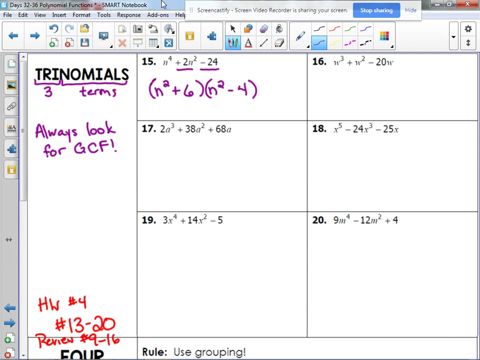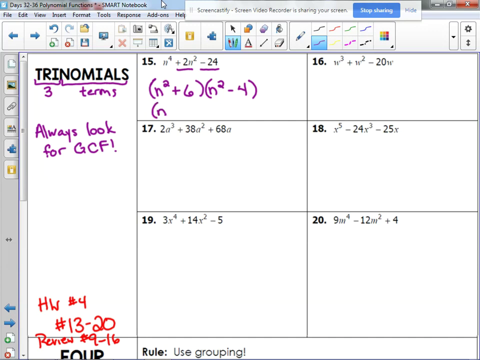N squared times n squared is n to the fourth. Outside gives us negative 4n squared. Inside gives us positive 6n squared. That combines to be positive 2n squared. Positive 6 times negative 4 is negative 24. Now, you should always check to make sure that it doesn't factor further.